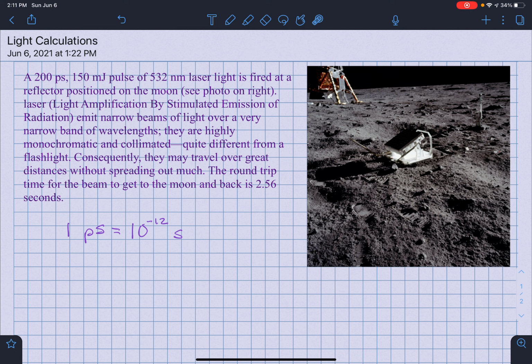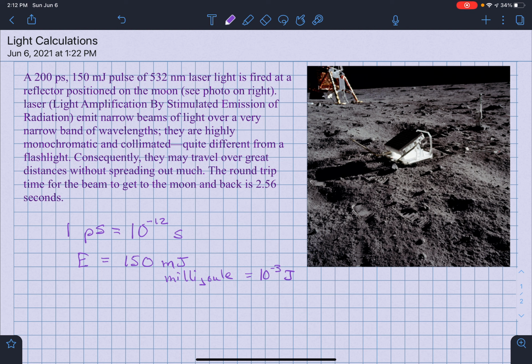The other characteristic here is the energy of that pulse, and that energy of the pulse listed here is 150 millijoules. That's what mJ stands for, milli, right? And remember that stands for 1/1000th. So 1 millijoule is 10 to the minus 3 joules, okay? So we now have that.